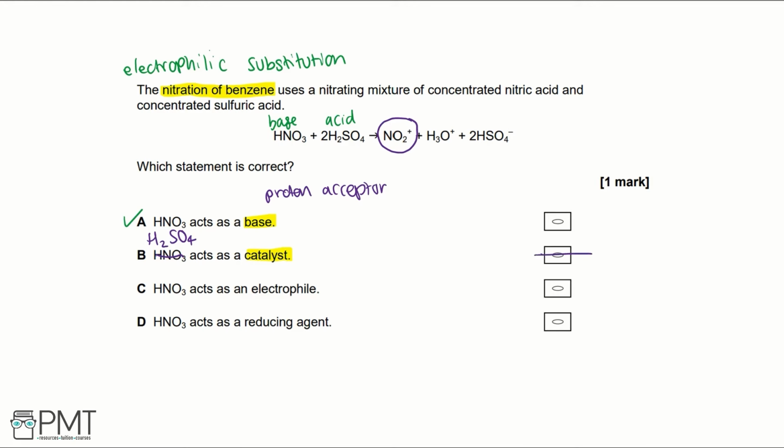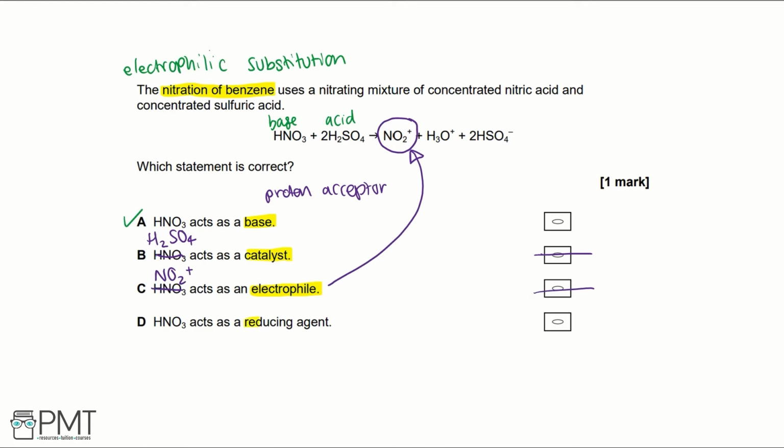Finally, if we look at C, nitric acid is the electrophile. So this is where some people might trip up, because it's not nitric acid that's the electrophile, it's this ion here, it's this NO2+ that's the electrophile, rather than nitric acid, but it is formed from nitric acid reacting with sulfuric acid. But C is incorrect, and it's going to be NO2+ that's the electrophile.